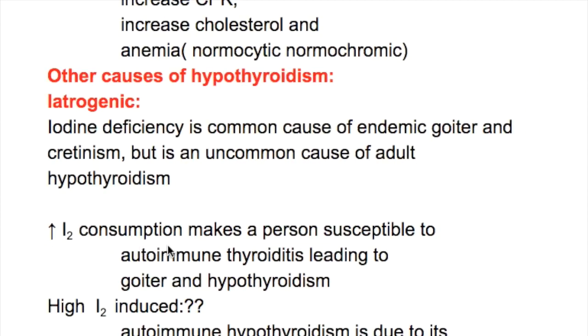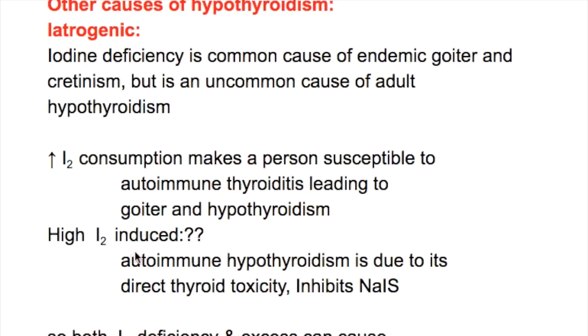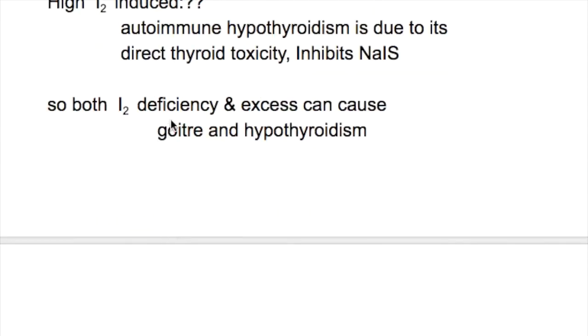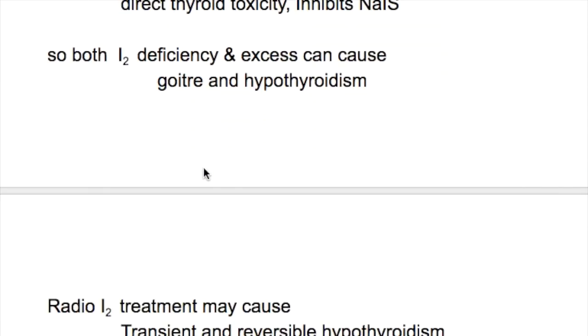Increased iodine consumption makes a person susceptible to autoimmune thyroiditis, leading to goiter and hypothyroidism. And high iodine induced autoimmune hypothyroidism is due to its direct toxicity. So both iodine deficiency and excess can cause goiter and hypothyroidism.